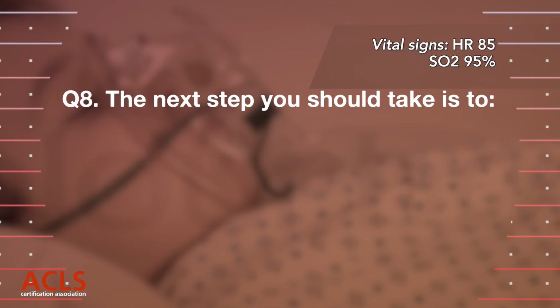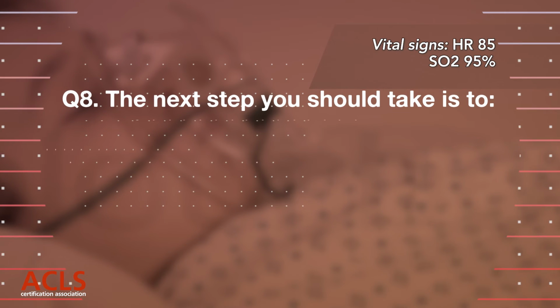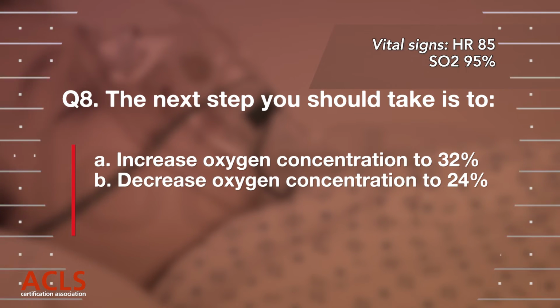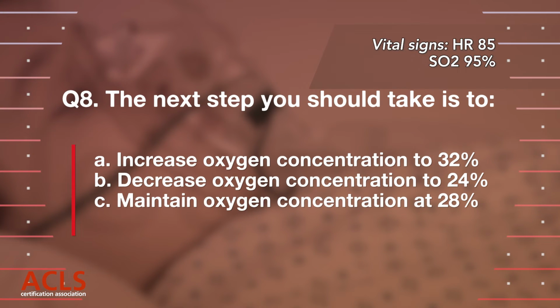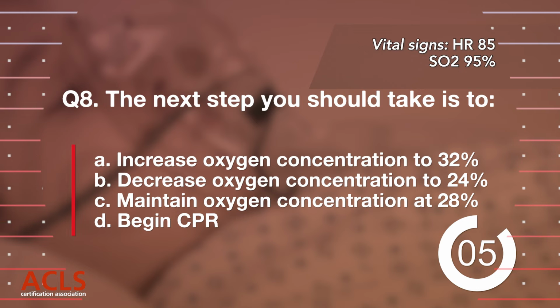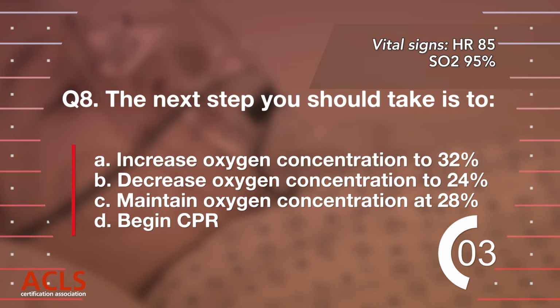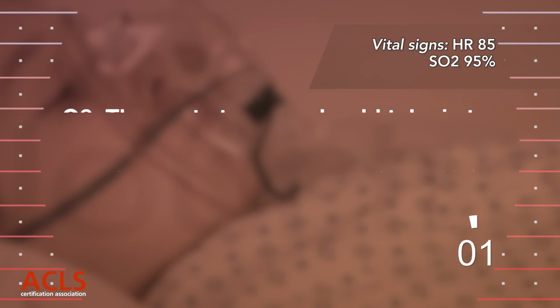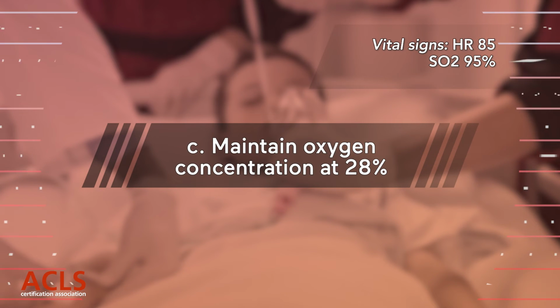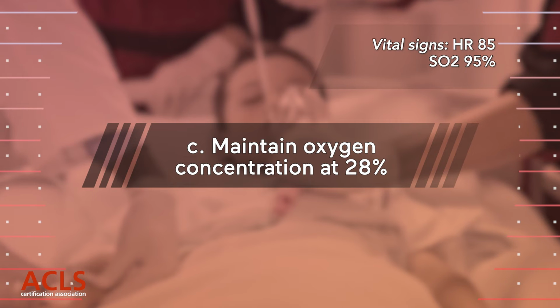8. The next step you should take is to A. Increase oxygen concentration to 32%. B. Decrease oxygen concentration to 24%. C. Maintain oxygen concentration at 28%. D. Begin CPR. Correct answer C. Maintain FiO2 oxygen concentration at 28%.